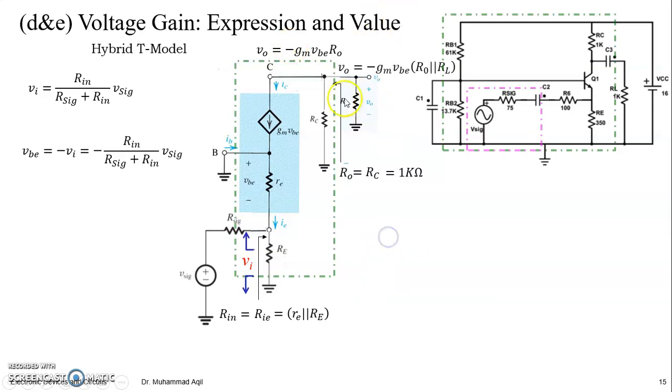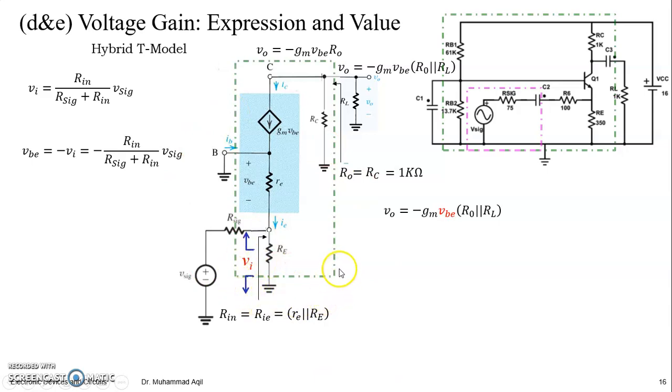How about V out here with RL? It will be the same, but this time, because you connected another resistance, the parallel combination of these resistances is actually carrying the current which is going into the collector. So minus GMVB times R naught parallel to RL. Okay, so I'm not going to show you what would be the AV naught, AV, GV naught, and GV. Please do it yourself. I just make a hint for you.